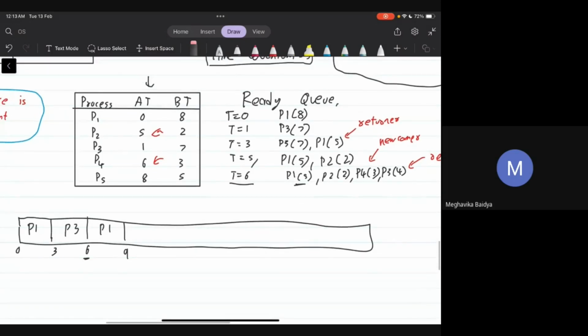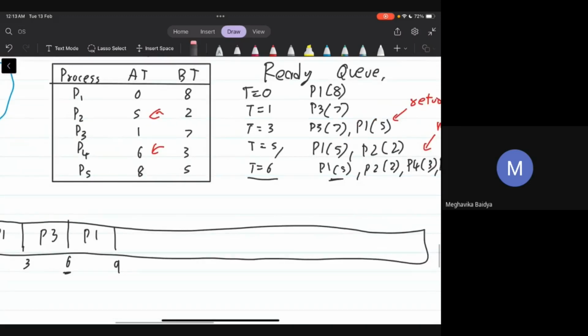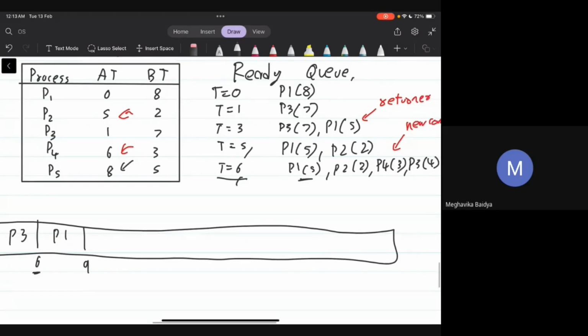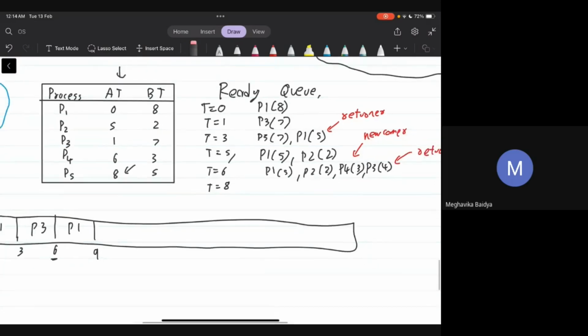Then we haven't finished the ready queue yet because P5 is still yet to come. So let's first do that. So now from 6 to 9, P1 is executing, right? Sorry, from 6 to 9 P1 will be executing, right?